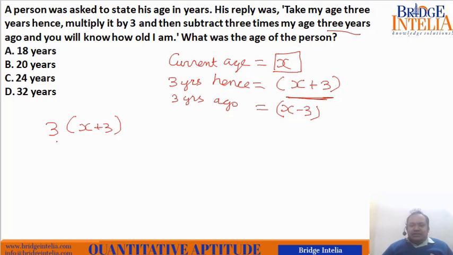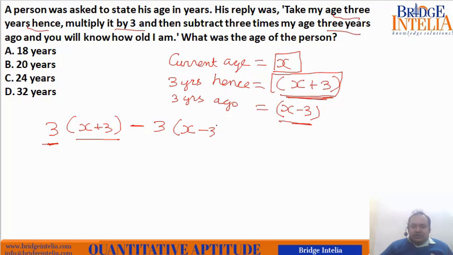So as per the question, take my age 3 years hence. That means take this age, multiply it by 3, and then subtract. So what do we subtract? 3 times my age 3 years ago. So subtract 3 times of this age, and you will get my age. So this person is a very mathematical person. Instead of telling straightforward, he used mathematics to deliver the information. So he says that if you do this, you will get my age.